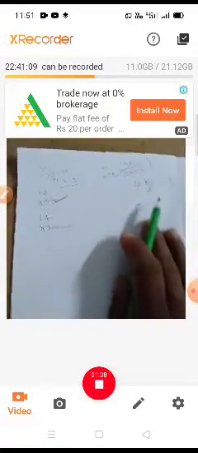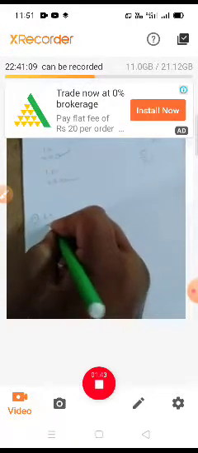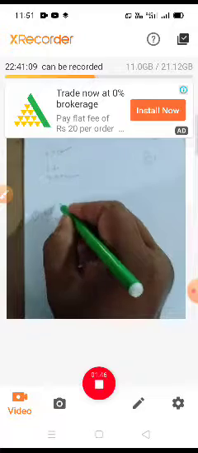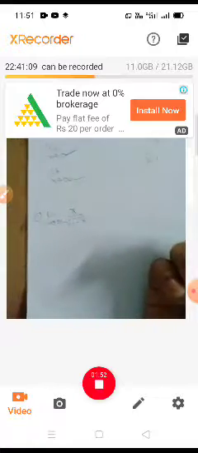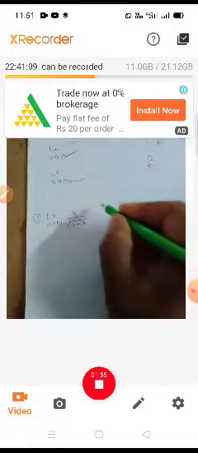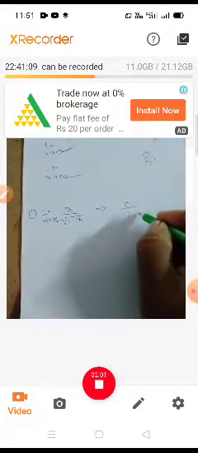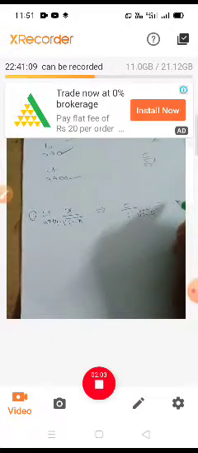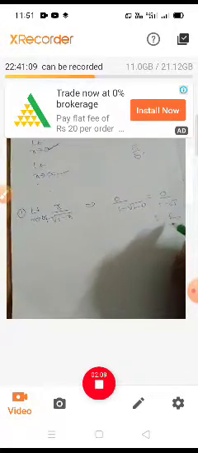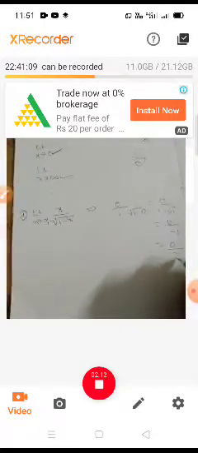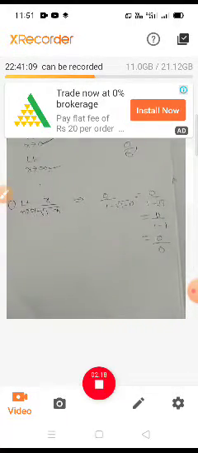First question: limit x tends to 0 of x by (1 minus under root 1 minus x). When you substitute 0, you get 0 by (1 minus under root 1 minus 0), that is 1 minus root 1. Root 1 is 1 only, so 0 by 1 minus 1, that is 0 by 0. Again we are getting an undetermined value.